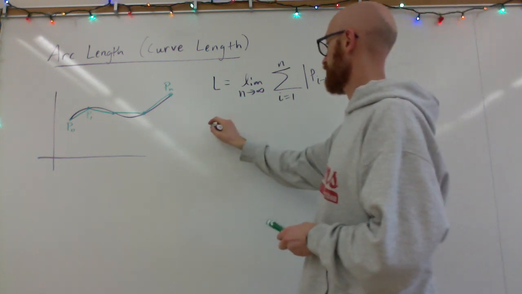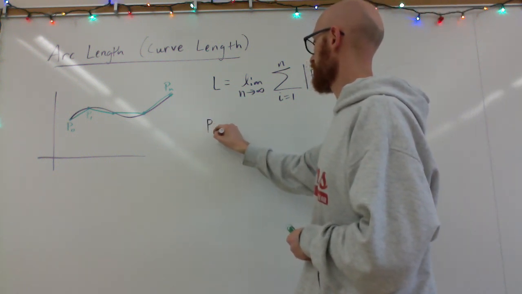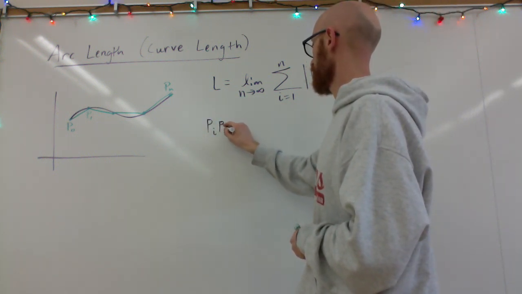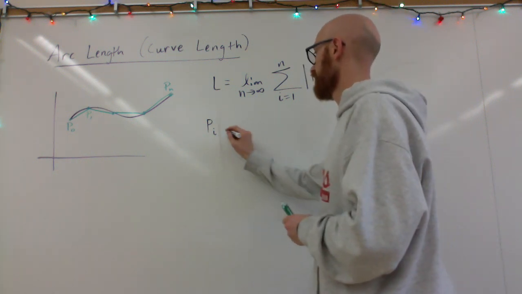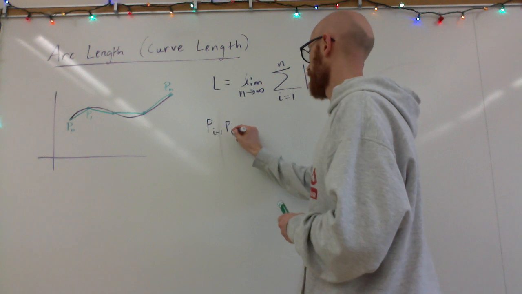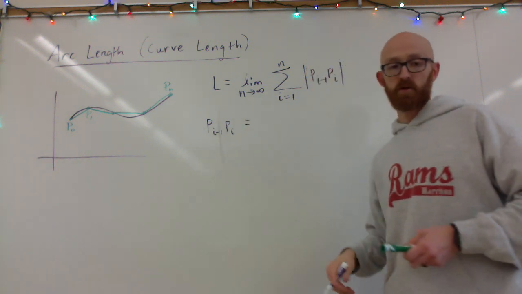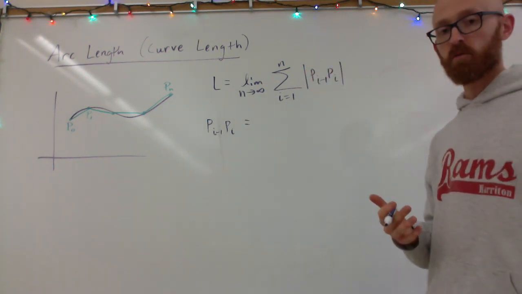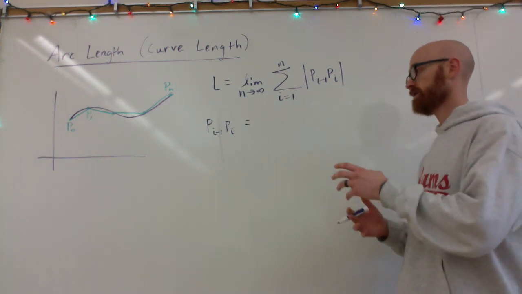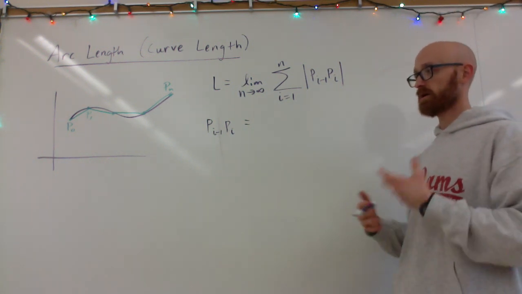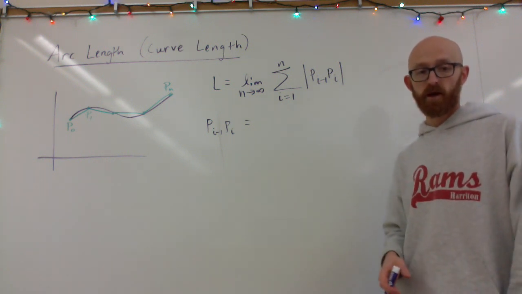And now before we do any infinite sums, we need to name this P sub I minus 1 to P sub I. In other words, we need to put this in terms of x and y. Hopefully at the end we have it in terms of x, and then if we have a different function that's written a different way, we can have it in terms of y.